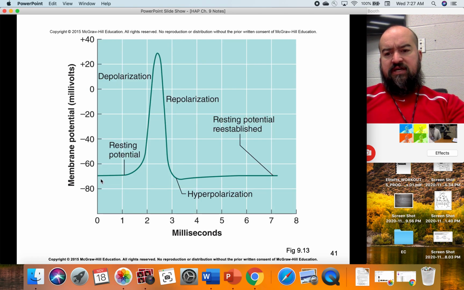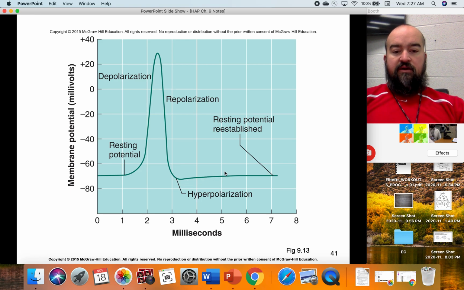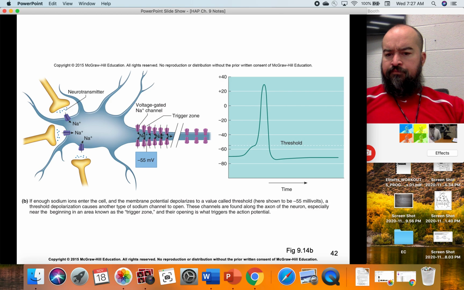So it's at rest negative 70. The action of the neurotransmitters is driving it toward that negative 55. Once it gets there, then it gets this large depolarization, which is the positive slope portion. All the way up here you see to about a positive 30. And then the repolarization, the negative slope, bringing it back down toward resting. There's that small period of hyperpolarization where it's actually below negative 70, and then it evens out back to normal.